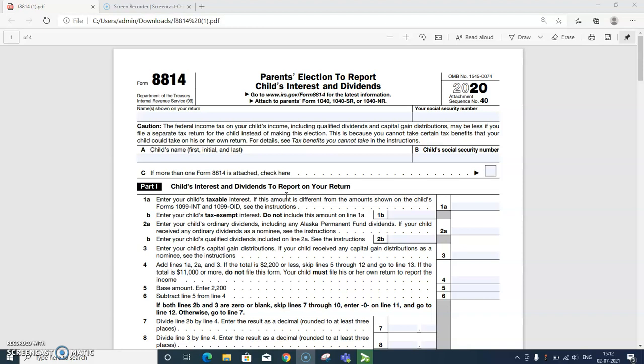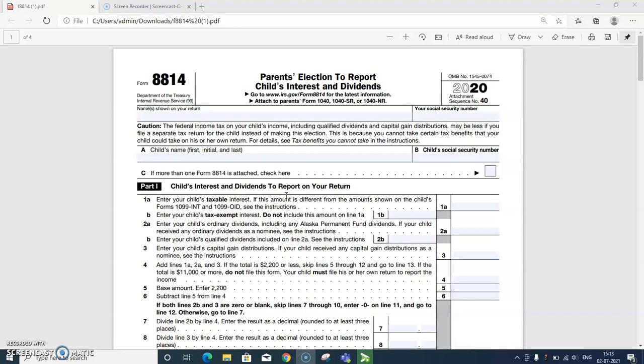The next question is, how do parents make this election? You qualify to make this election if you file Form 1040, 1040-SR or 1040-NR and any of the following apply. You are filing a joint return for 2020 with the child's other parent. You and the child's other parent were married to each other but filed separate returns for 2020, and you had the higher taxable income. Next point, you were unmarried, treated as unmarried for federal income tax purposes, or separated from the child's other parent by a divorce or separate maintenance decree.